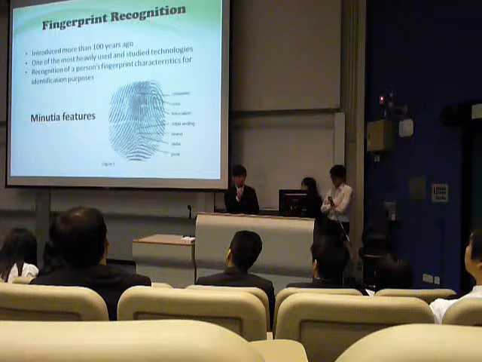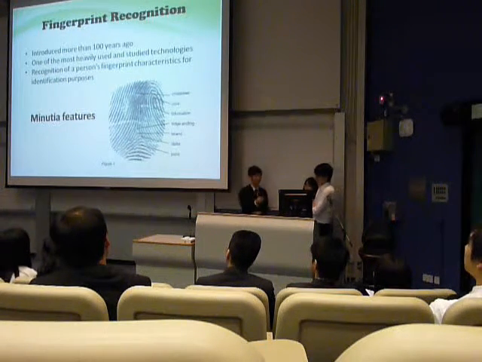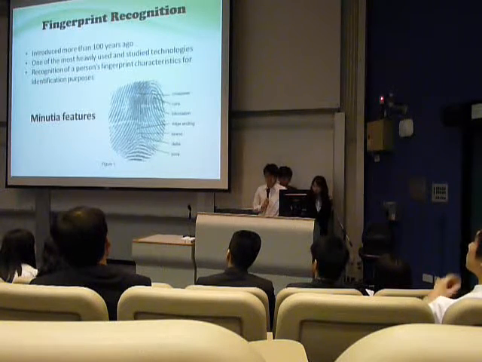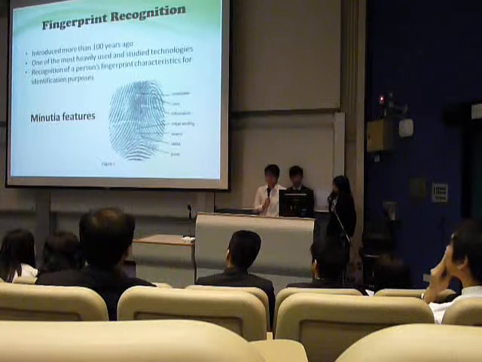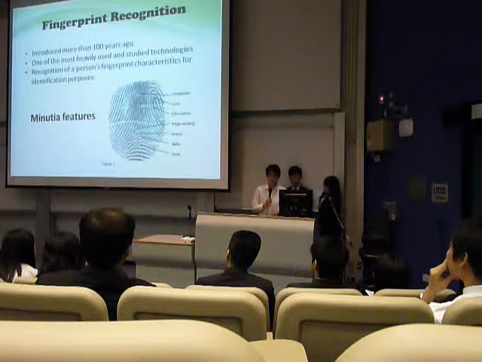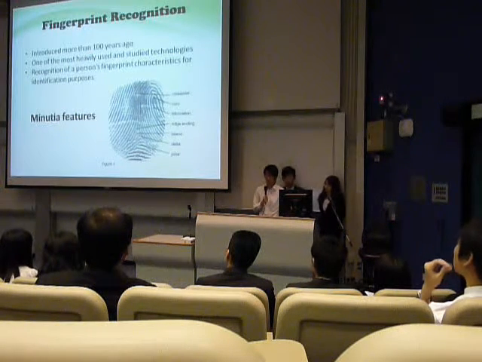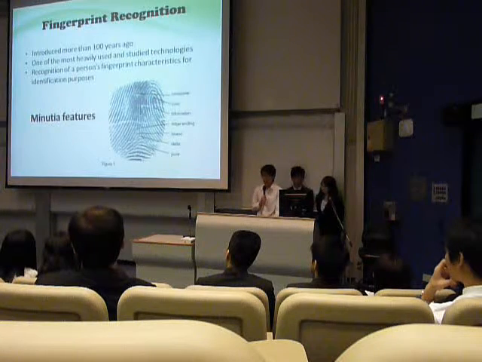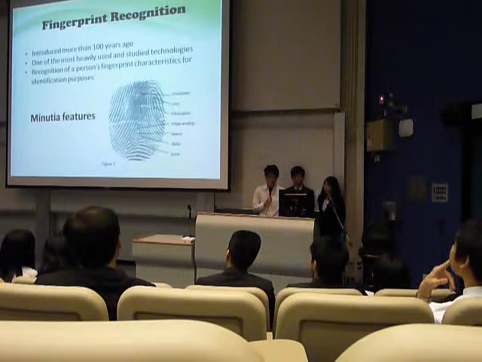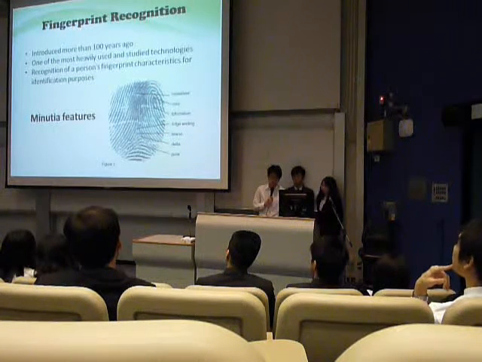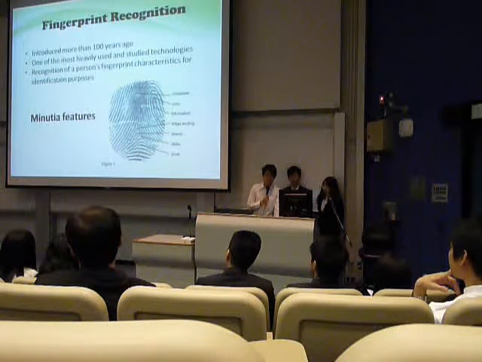I'll now pass the time to my group mates to talk about the application of some biometric devices. This time we will focus on two main applications. The first one is fingerprint recognition, which is a very common recognition method, introduced more than 100 years ago. It is so common that many devices have now changed to fingerprint recognition, and it is widely used in the community. These are the general fingerprint characteristics and some technical terms for defining simple fingerprints.